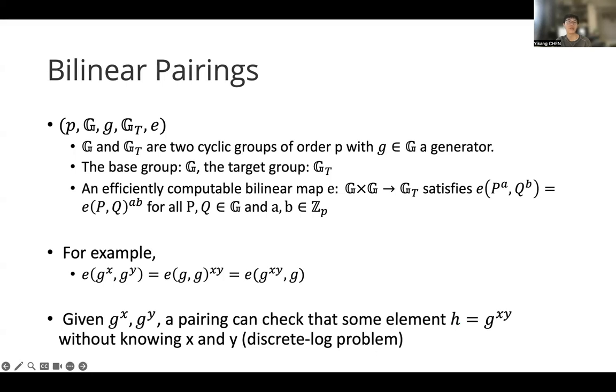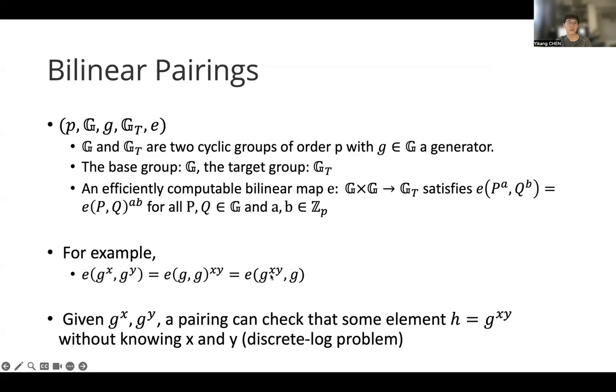The rule for the pairing operation is that it takes two elements in the base group as input, and after pairing, it gives you an element in the target group, where e(P^a, Q^b) equals e(P, Q) to the power of ab, for all P, Q. Let's still see this from an example. Given g to the x and g to the y, the pairing of these two elements equals e(g, g) to the power of xy. And by a similar rule, this also equals the pairing between g to the power of xy and g itself.